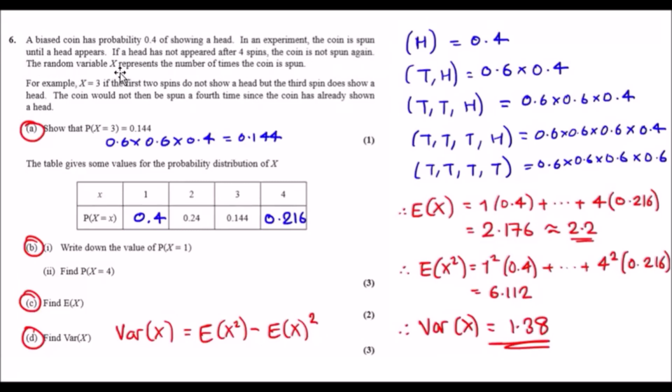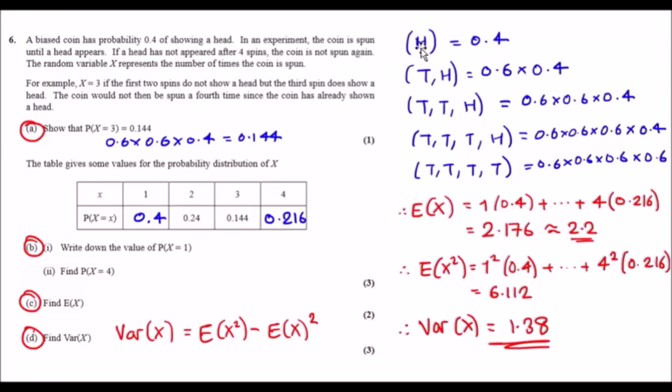So the random variable x represents the number of times the coin is spun. It can only be spun up to 4 times, okay? So we're going to have only 4 values of x. For example, x equals 3 means the first 2 spins do not show a head, but the third spin shows a head. So what this means is that you have to keep spinning until your head is shown.